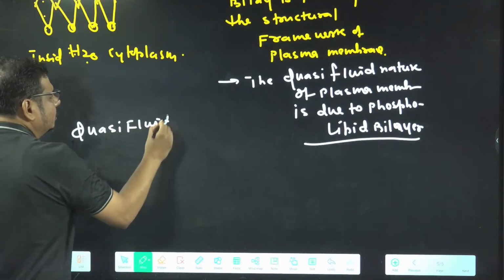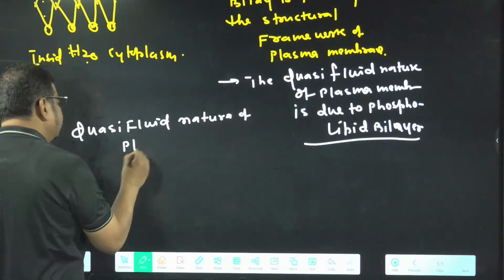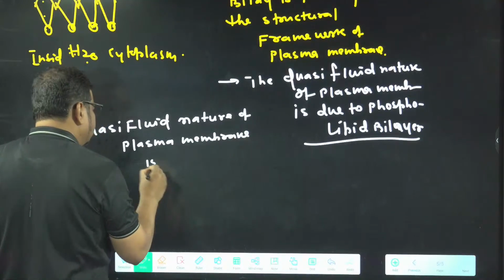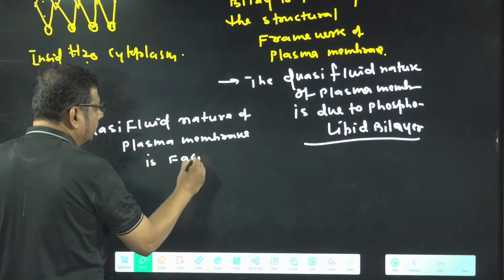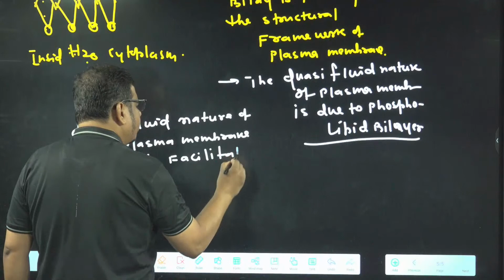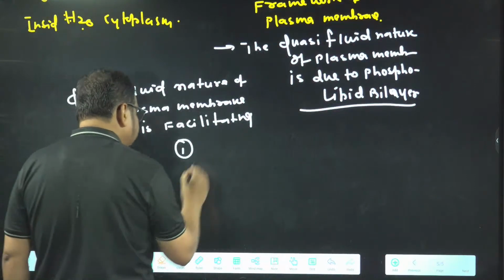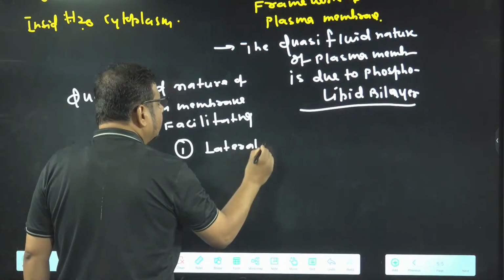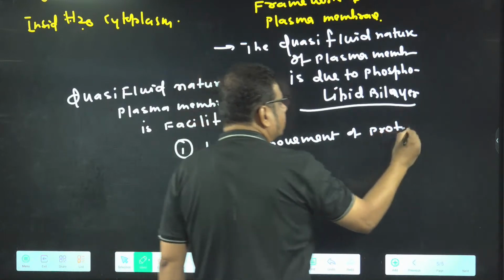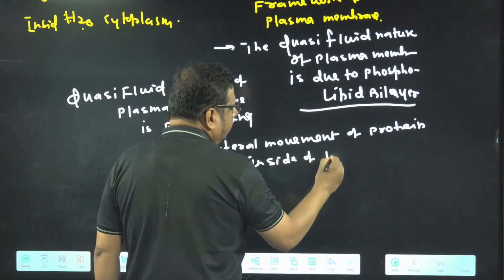The quasi-fluid nature of the plasma membrane is due to the phospholipid bilayer, and the quasi-fluid nature of the plasma membrane is facilitating, first thing I am writing, the lateral movement of protein inside the lipid bilayer.